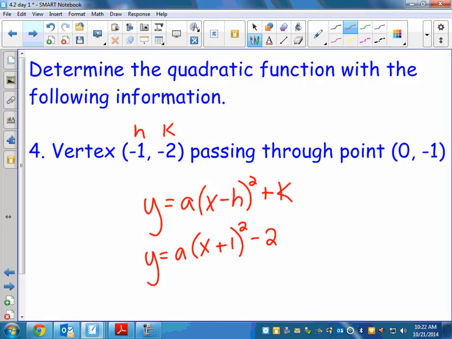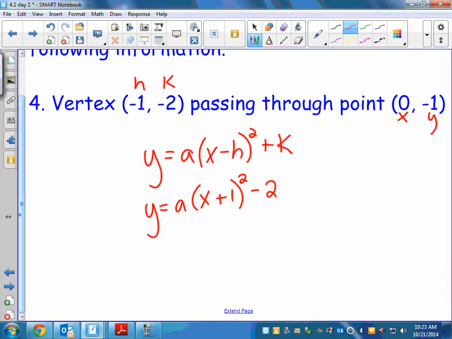Not slope, but what we can do is this is a point, right? This is an x and this is a y on our graph, which means we can plug in 0 for x and we can plug in -1 for y, and we can solve that for a and then plug it back into our equation. All right, so that other point they give you is so you can solve for a. So I'm going to get -1 equals a times 0 plus 1 squared minus 2.